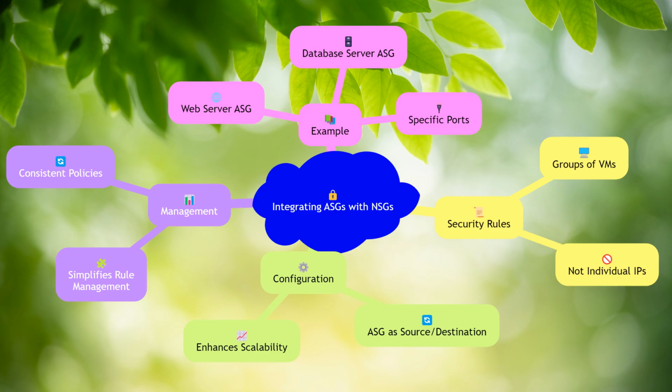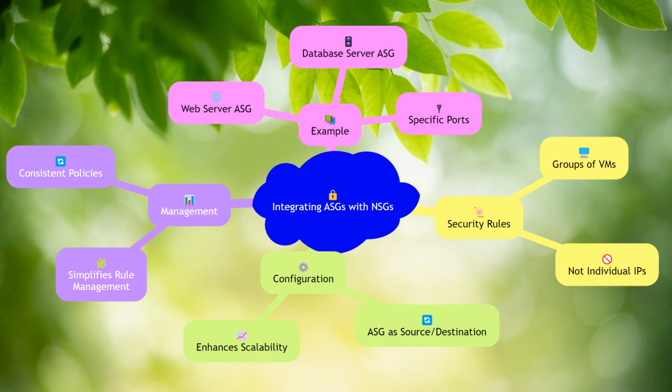Integrating ASGs with NSGs allows you to create security rules that apply to groups of VMs rather than individual IP addresses. When configuring an NSG rule, you can specify an ASG as the source or destination. This approach simplifies rule management and enhances scalability. For example, you can create a rule that allows traffic from a web server ASG to a database server ASG on specific ports. This method ensures that security policies are consistently applied to all VMs within the ASG, even as the environment changes.